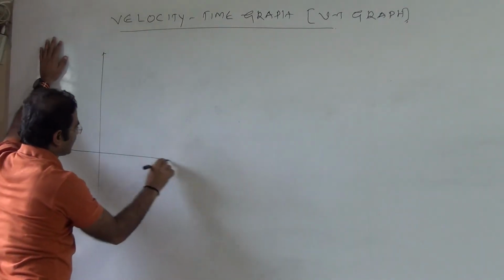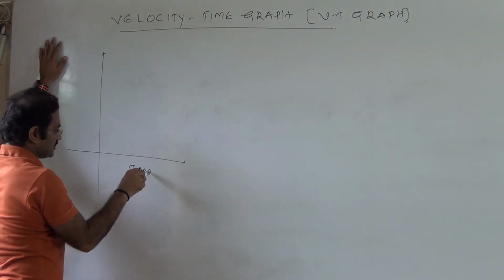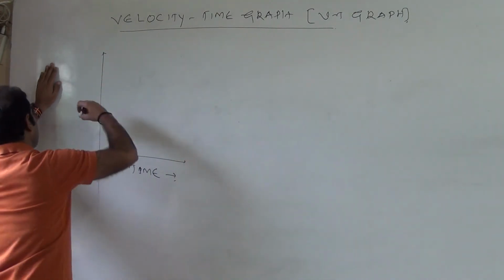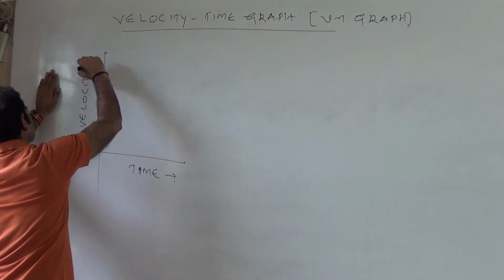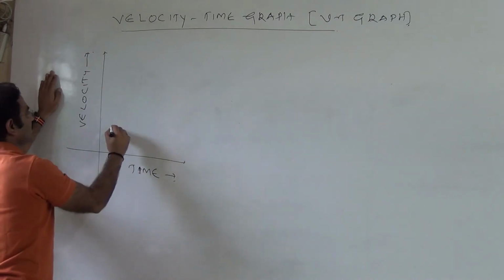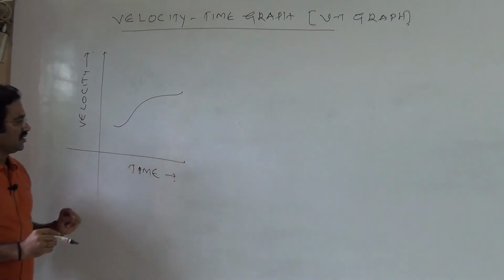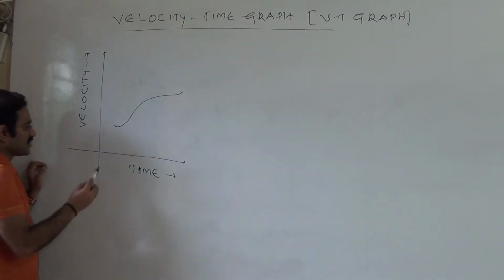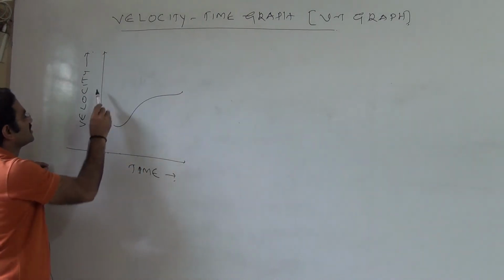If time is taken along the x-axis and velocity is taken along the y-axis, then the resultant curve itself is known as velocity time graph. How to draw the velocity time graph? At different intervals of time, we represent the different velocities.